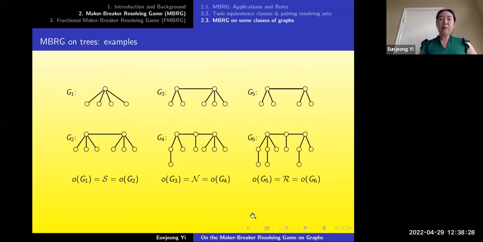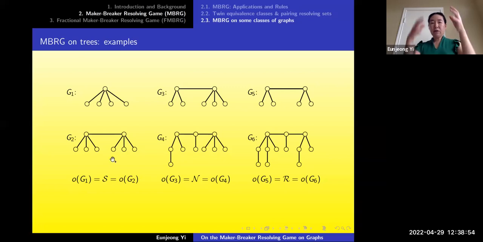So this is a demonstration. If you look at G1, G2, the first top graph, you have 4 leaves adjacent to a major vertex. The second one, vertically down, you have 2 twin equivalence classes with exactly 3 members in each. So those are the situations where the spoiler wins.